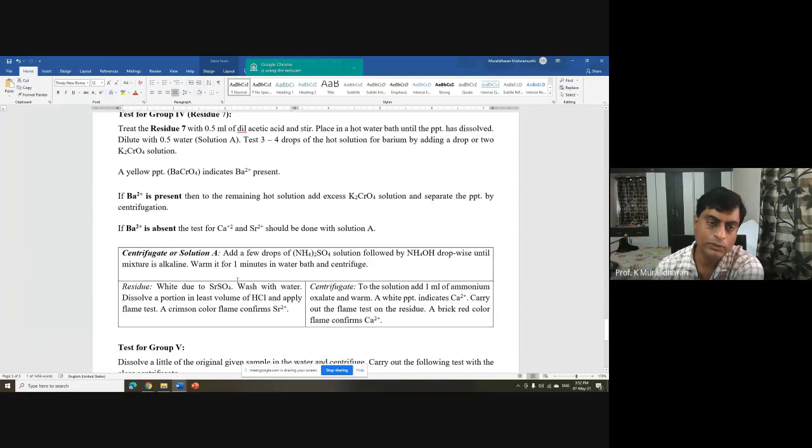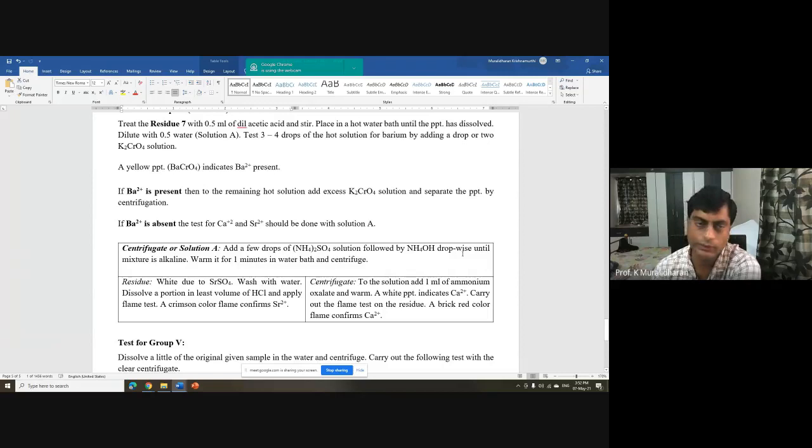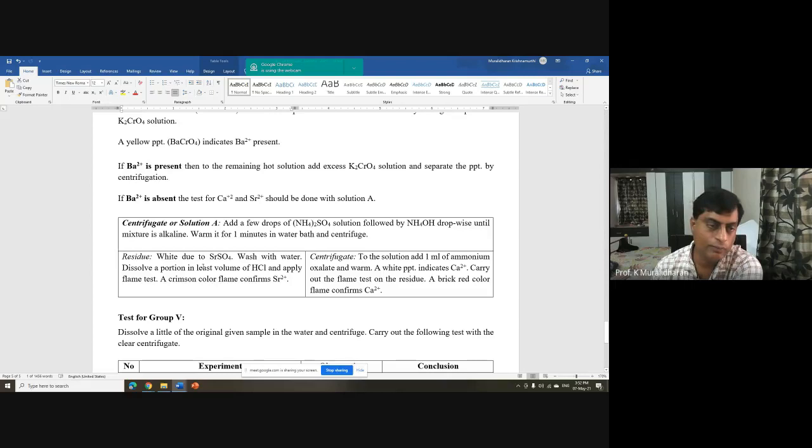So to that solution, you add ammonium sulfate solution followed by ammonium hydroxide droplets until the mixture turns alkaline. I told you how to check it: generally you add a few drops and then test with pH paper. Warm it for 1 minute in a water bath and centrifuge. If you get a white precipitate, it is due to strontium sulfate, right? Wash with water, dissolve a portion of it in the least volume of HCl, and apply the flame test.